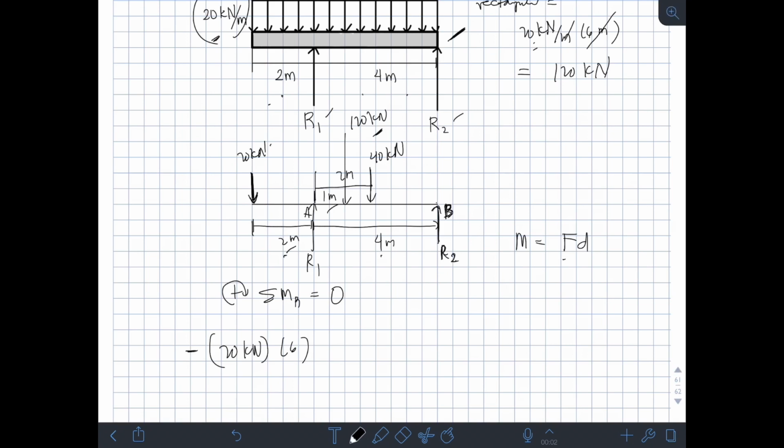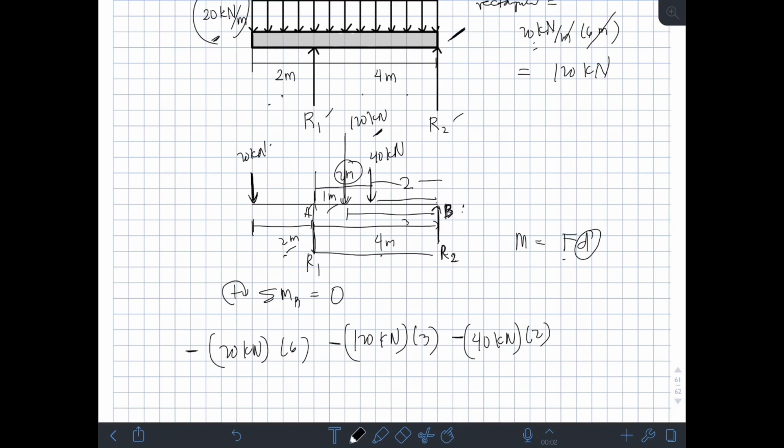Itong 120 kN downward din. So, ibig sabihin, counterclockwise din yung rotation niya, so minus, yung magnitude niya, 120 kN times yung moment arm, yung D. Ilan yung distance niya mula dito sa point B? So remember, nasa center yung 120 kN, right? So therefore, ito ay 3, right? So times 3, and then itong 40 kN downward din, so counterclockwise din yung moment niya. So minus 40 kN times ilan naman yung distance niya dito sa B. So this is 4, and this is 2. So, ilan na lang to? 2, right? So, yung distance ng 40 kN from point B is 2.